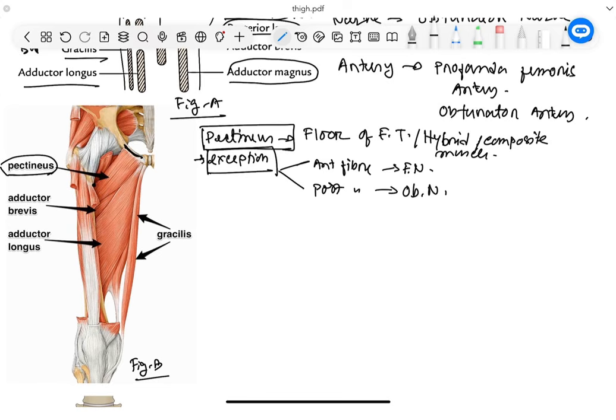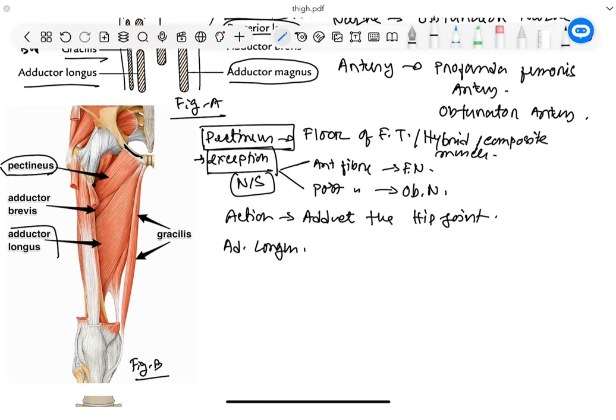What is the action of the pectineus muscle? It adducts the hip joint. So, nerve supply I said, this is the nerve supply. Now come to action. As it is the adductor compartment, it will adduct the hip joint. That is about the pectineus. Now come to adductor longus. Adductor longus, this is adductor longus, you can see, this is adductor longus.